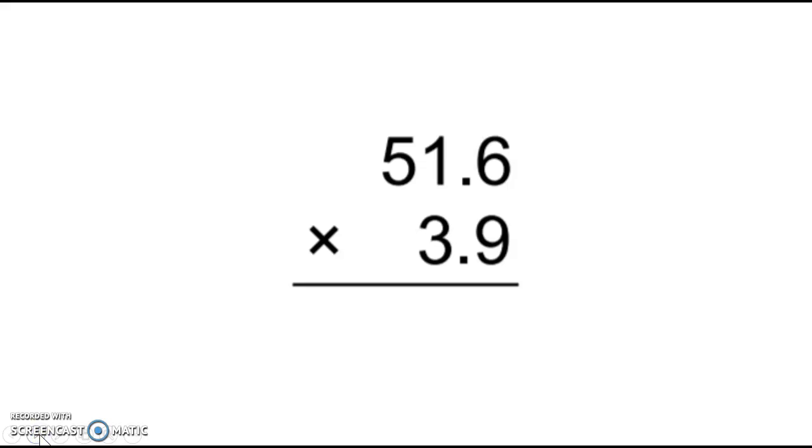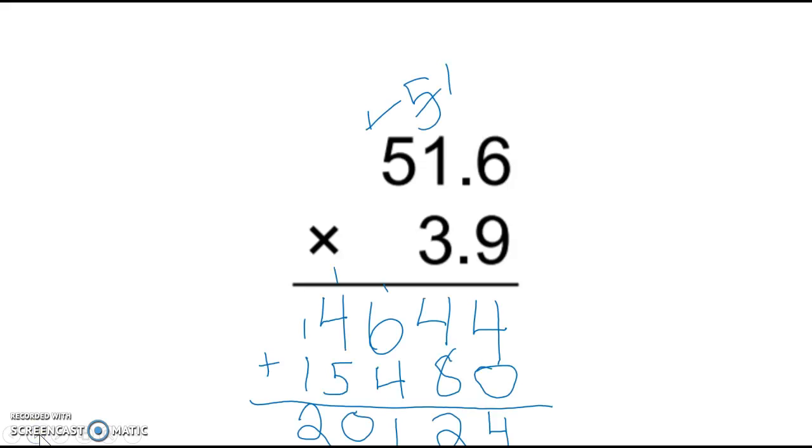So 51 and 6/10ths times 3 and 9/10ths. I'm going to ignore the decimals and just multiply. 516 times 39. So I'm going to do 9 times 6, I have 54. Then I have 9 times 1 is 9, plus 5 more is 14. Carry that over. 9 times 5 is 45, plus 1 is 46. There's my first partial product.